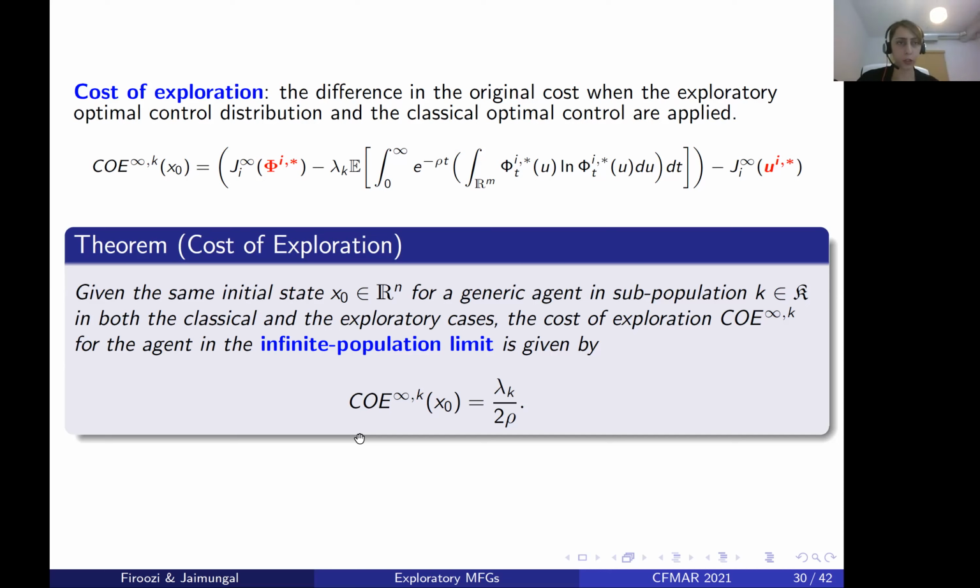Moreover, we can compute the cost of exploration. We define the cost of exploration as the difference in the original objective function of the agent when optimal action distributions are applied and when the original optimal actions in the classical case are applied. Given the same initial state for a generic agent in both the classical and exploratory cases, the cost of exploration in the infinite population limit turns out to be directly proportional to the trade-off weight. This completely makes sense. If we give a higher weight to the entropy-regularization term in the cost functional, we have higher exploration and a higher cost of exploration. And this rho here is the discount factor, so the cost is inversely proportional to the discount factor in the objective function.